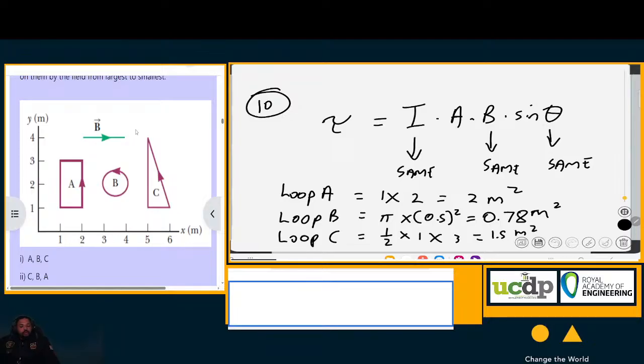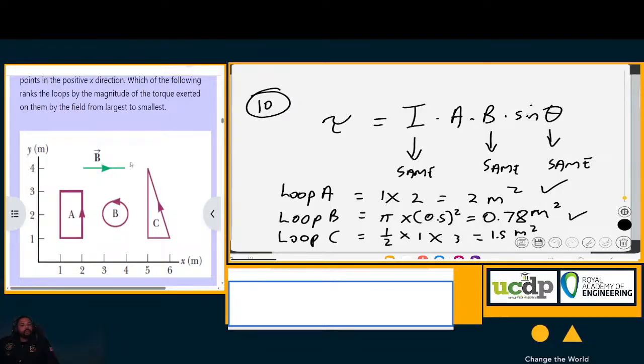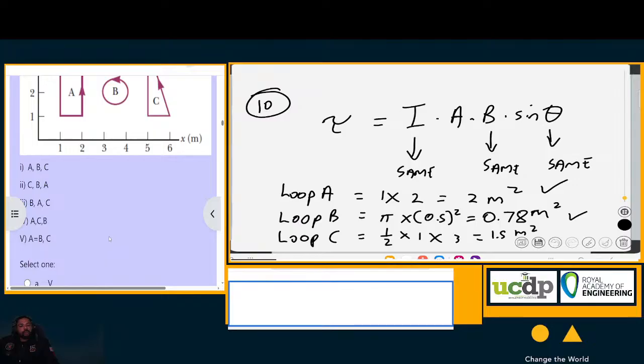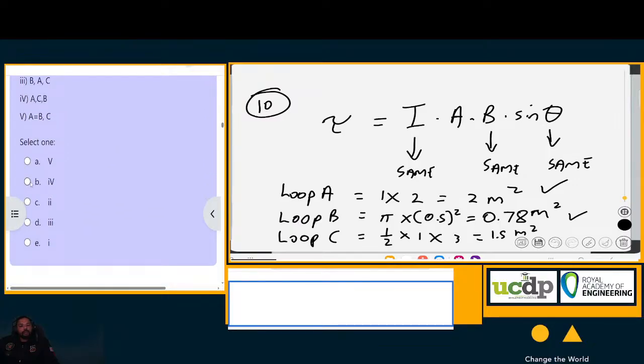So the one with the highest torque would be the one with the highest area. So loop A has the highest torque, loop B has the lowest torque, and loop C has a torque in between those two. So if you rank the loops by the magnitude of the torque from largest to smallest, the largest would be loop A, then it would be loop C, then B. So ACB. So number 4 is correct.